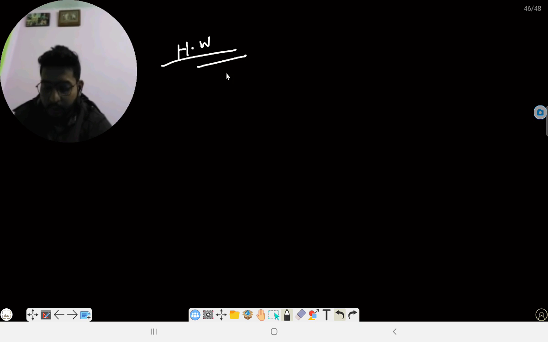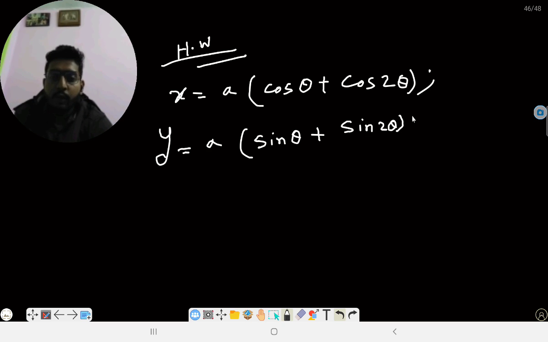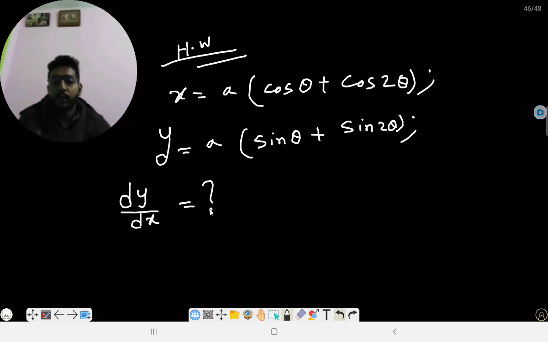So this is the exercise. It is given x equals a into cos theta plus cos 2 theta, and y is given as a into sin theta plus sin 2 theta. These values are given. From here we have to find dy/dx.